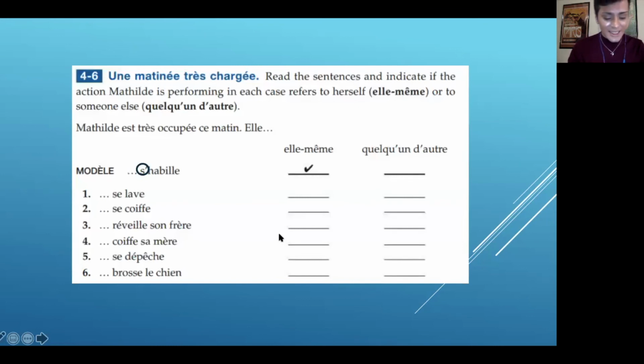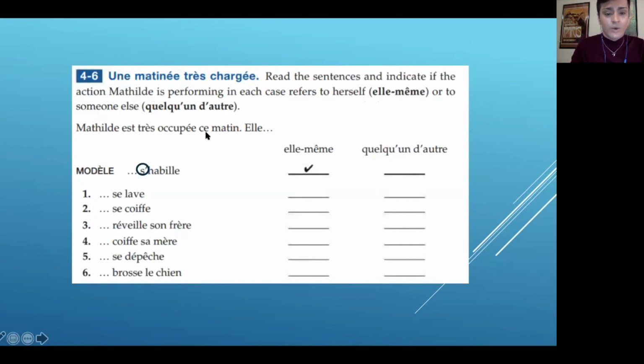So to test if you can see the difference really between the acting on yourself, the subject, versus acting on an object, here is a sample activity. Read the sentences and indicate the action Mathilde is performing in each case. Does it refer to herself, elle-même, or to someone else, quelqu'un d'autre?